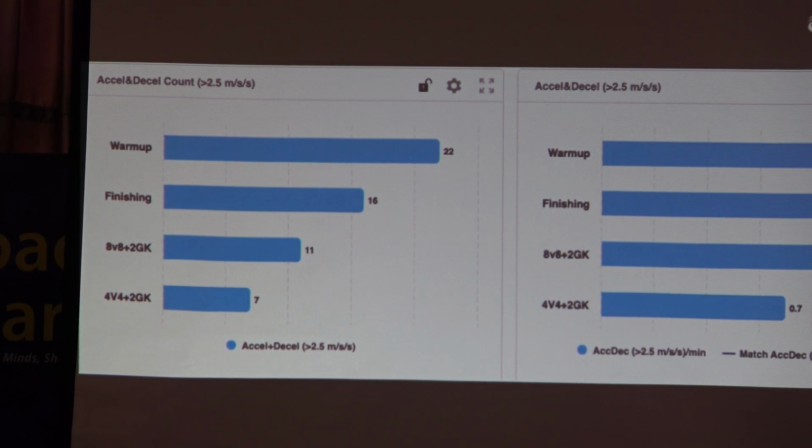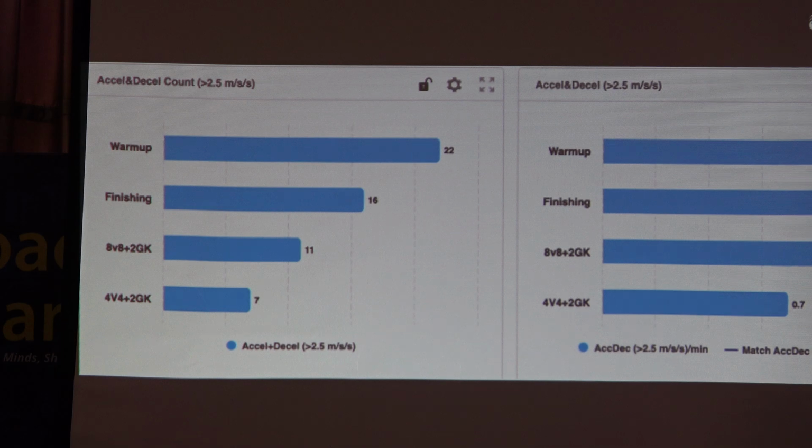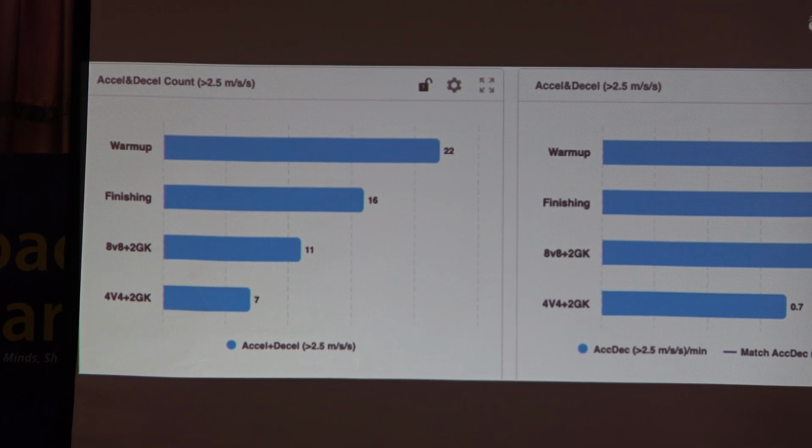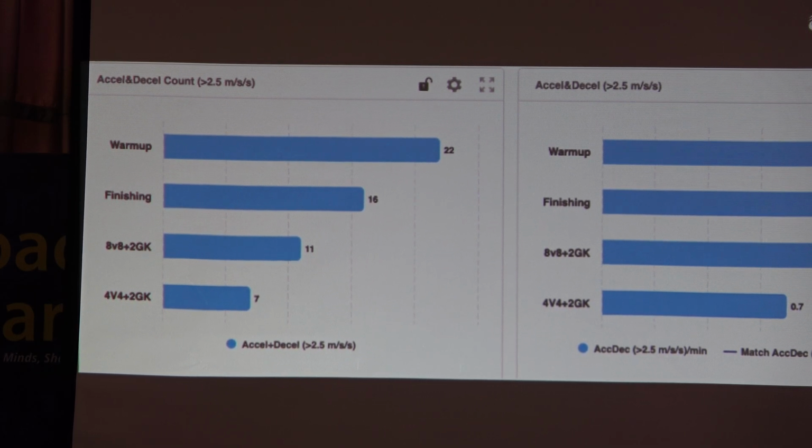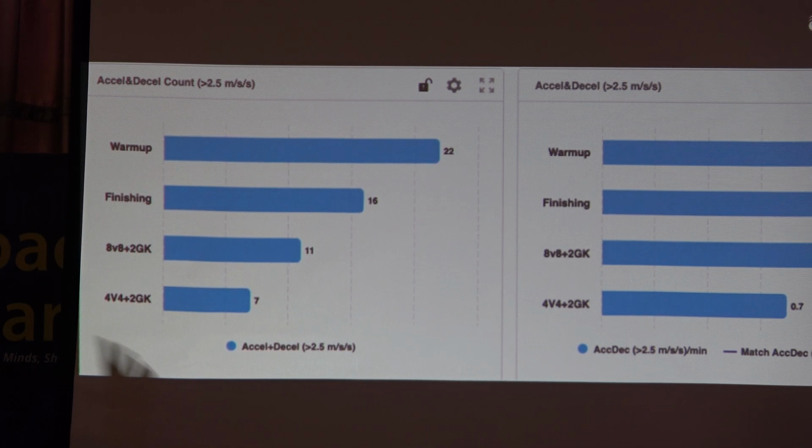But the last one, the small-sided game, surprisingly was not as high as the other drills.